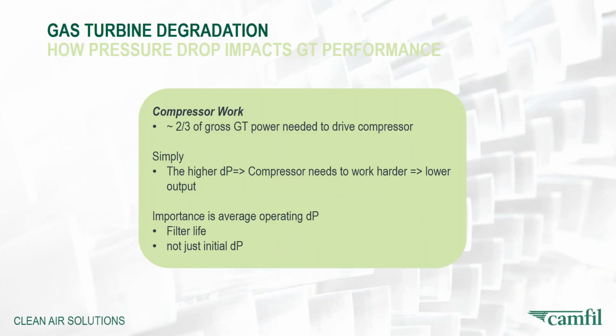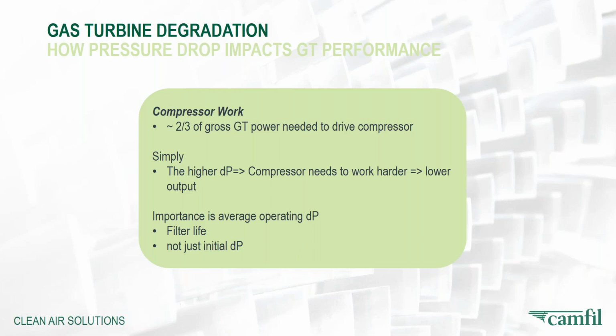Simply put, the higher the inlet pressure drop, or DP, the harder the compressor needs to work to pull that air in to get enough air to drive the combustion and drive the power turbine. So the harder the compressor needs to work, the lower the output. The rule of thumb is about 2/3 of the gross horsepower of a gas turbine is needed to go back into the machine, back in the compressor section, to drive it, to actually get enough air to make it work.